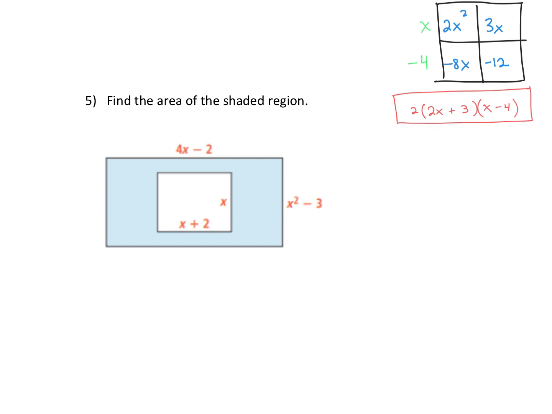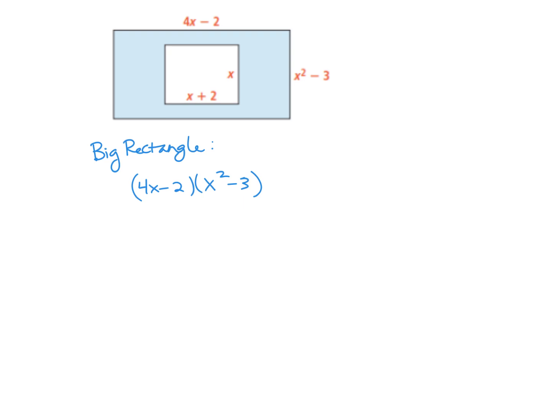So first, let's find the area of the big rectangle. Area is length times width, so we're going to have a 4x minus 2 times an x squared minus 3. All right, let's see, maybe I'll set that up with a box. Why not, right? So when we're multiplying with a box, the 4x minus 2 goes across the top and the x squared minus 3 goes on the left, and then we just fill in our box.